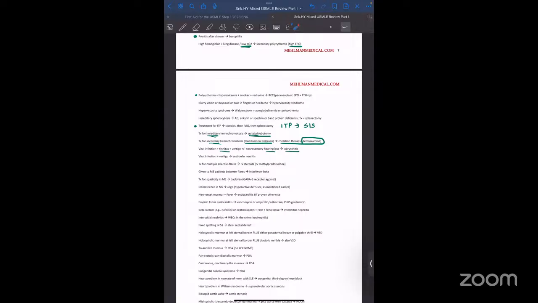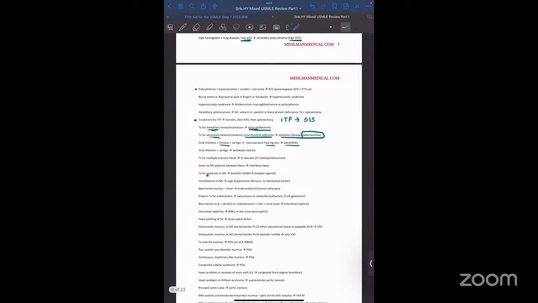Then treatment for spasticity in MS is baclofen, which is a GABA B receptor agonist. Spasticity in MS is baclofen, GABA B. Incontinence in MS is urge because of hyperactive detrusor. This we saw earlier.